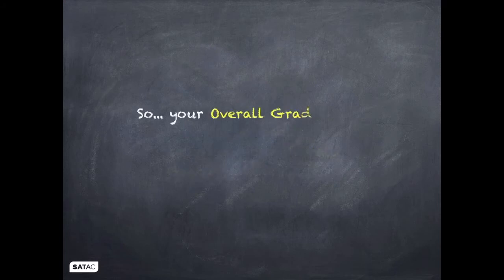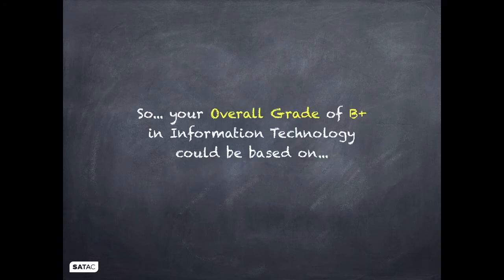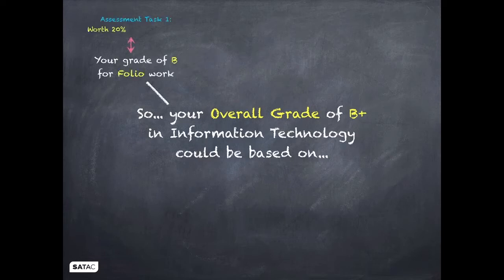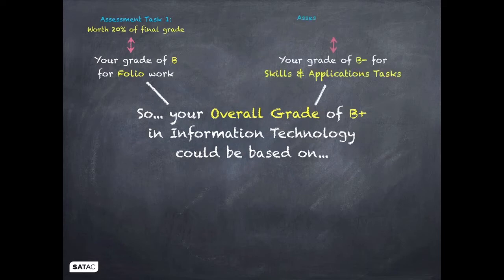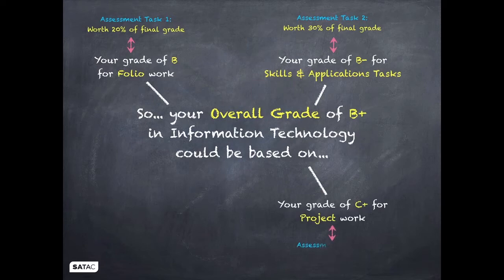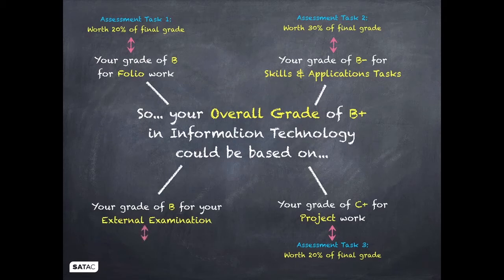Your overall grade of B+ in Information Technology could be based on your performance in 4 separate assessment tasks. You might get a grade of B for your folio work, which is worth 20% of your overall grade. You might get a B- for skills and application tasks, which are worth 30% of your final grade. You might get a C+ for project work, which is worth 20% of your final grade. And you might get a B for your external examination, which is worth 30% of your final grade.